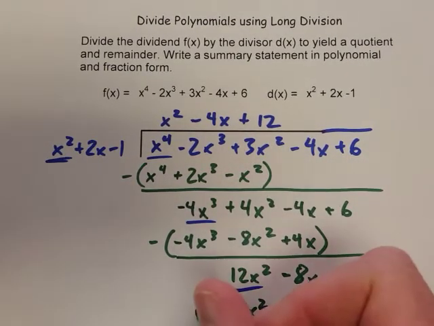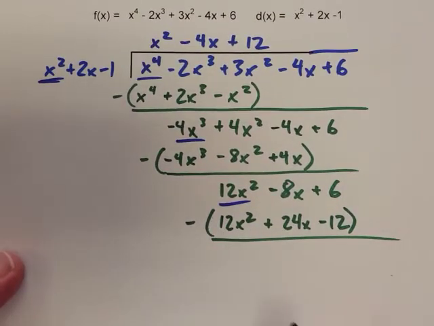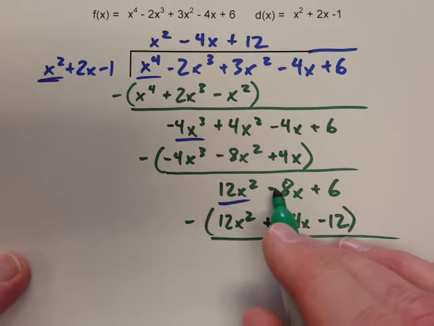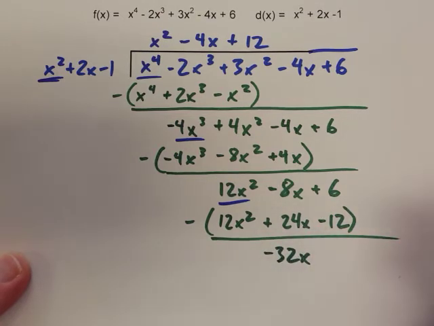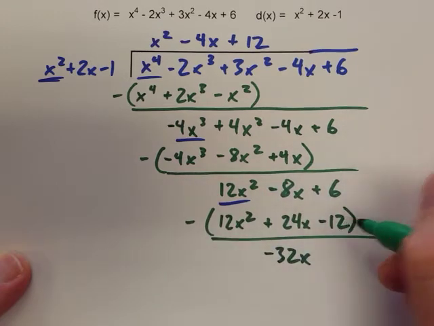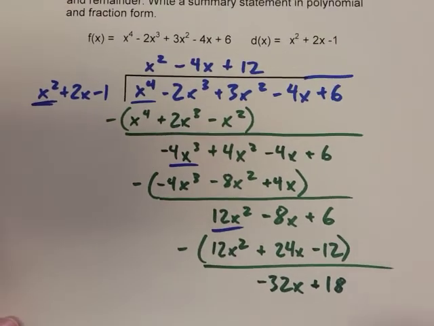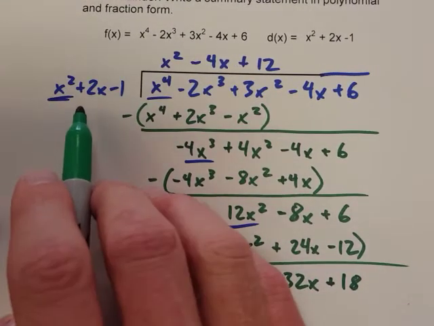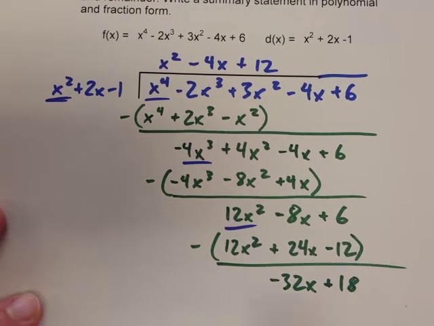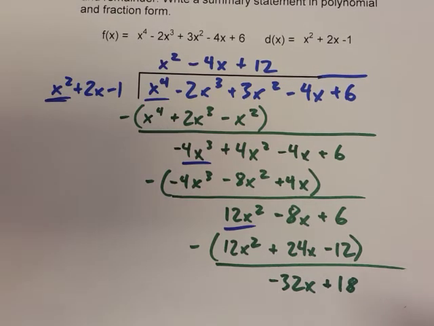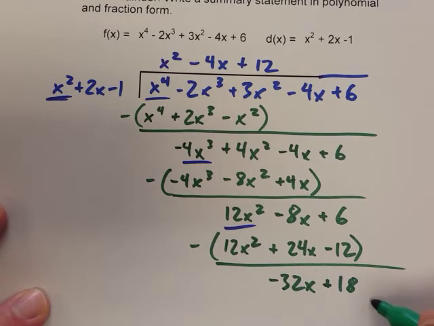Again, remember to put parentheses around there and put the subtraction. I think it's a really good idea to actually write that in every time. These cancel. Negative 8x minus 24x is negative 32x, and then 6 minus negative 12 is plus 18. Now, as I mentioned, this becomes a smaller degree than the divisor. When that's the case, we're ready to stop. Hopefully this is going to be 0, because then that means things divide evenly. But if it's not, then what we do is make this our remainder. So this is the remainder in this problem.